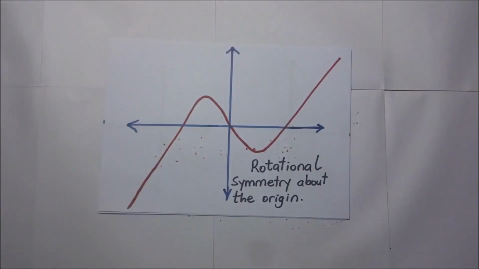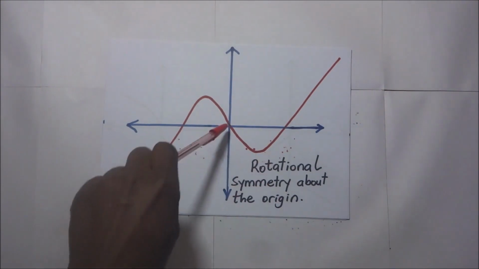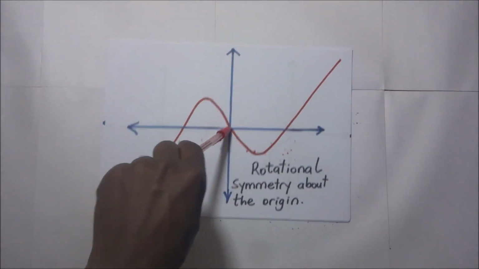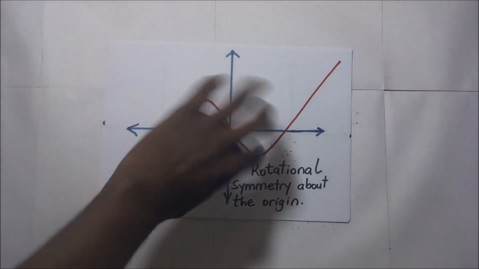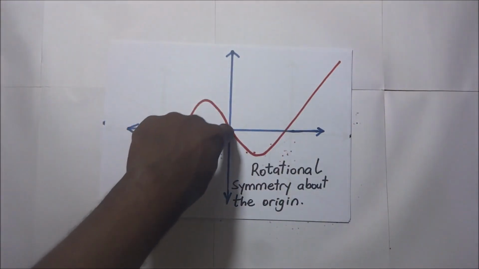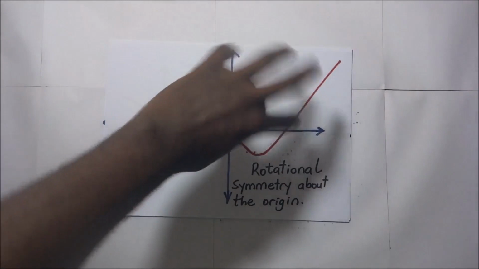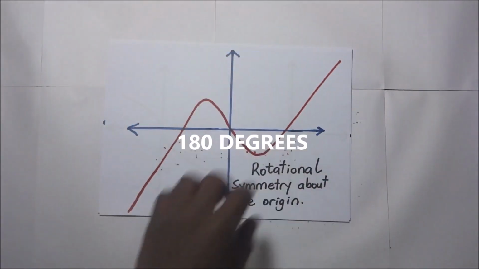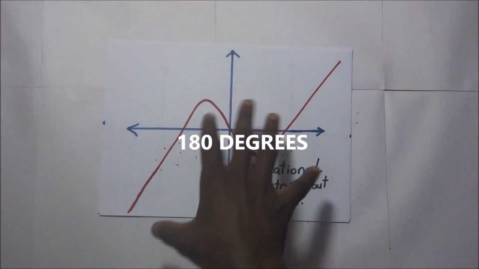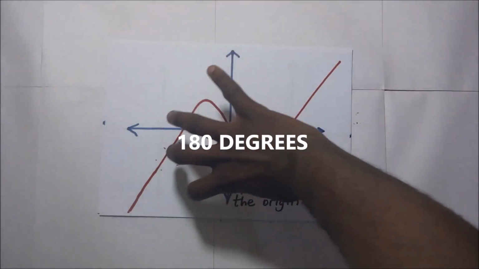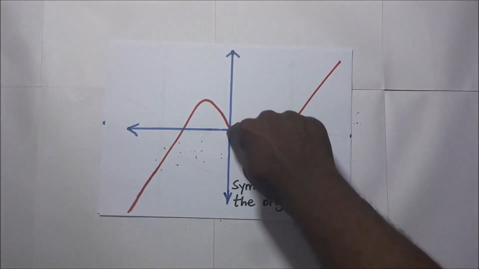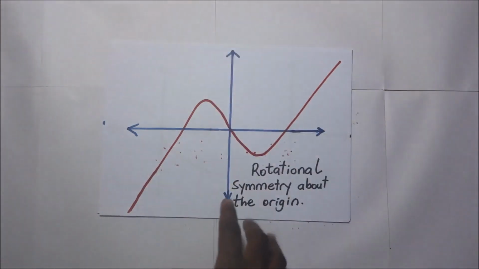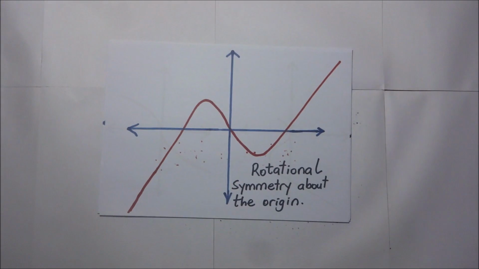It's important also to note that odd functions have a rotational symmetry about the origin. By rotational symmetry, it means that if this was my center, and I was to turn this graph by 180 degrees, it would still have the same shape. When this is my center, it would look the same. So that is what we are calling rotational symmetry.